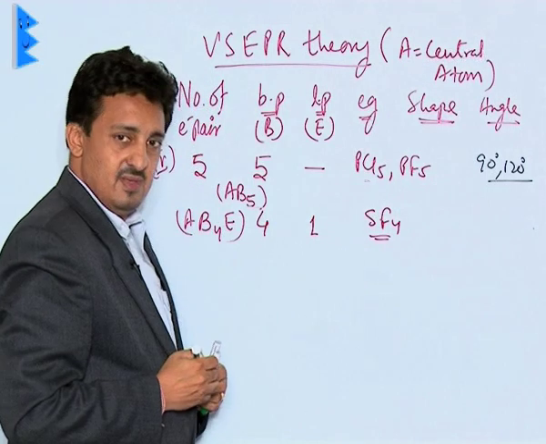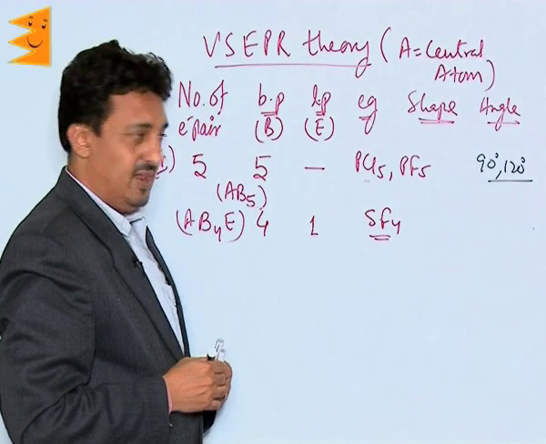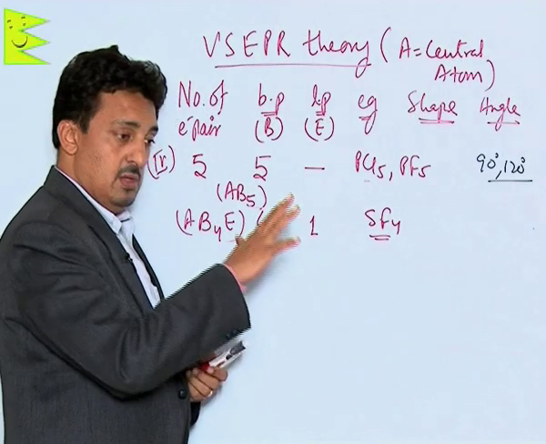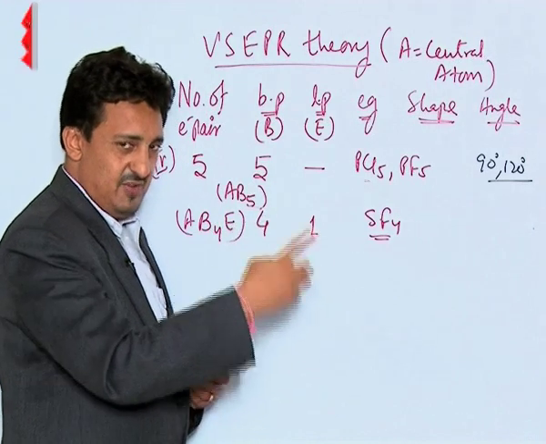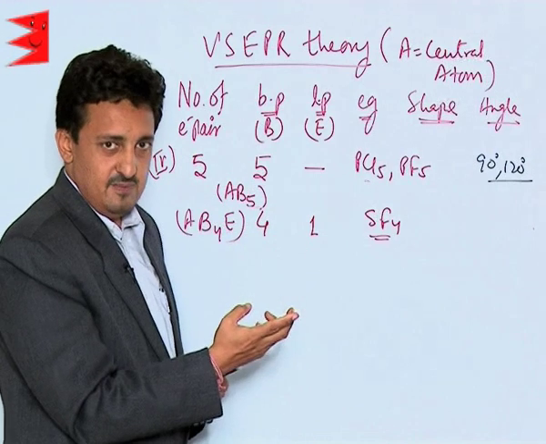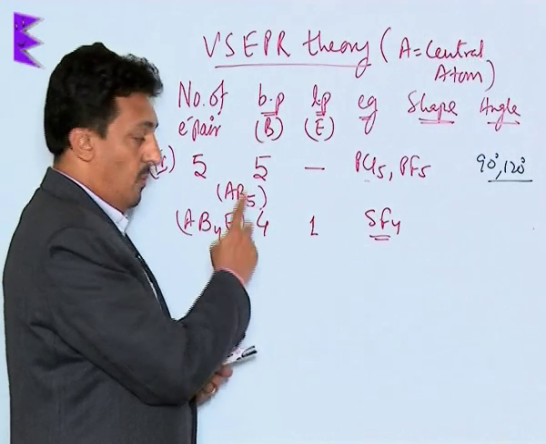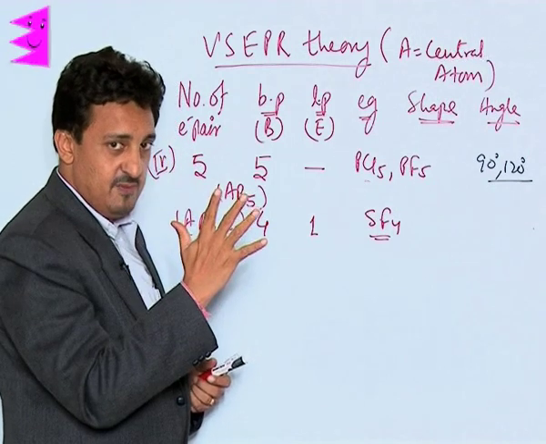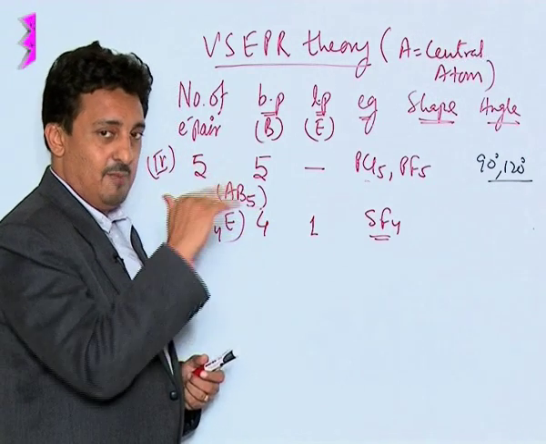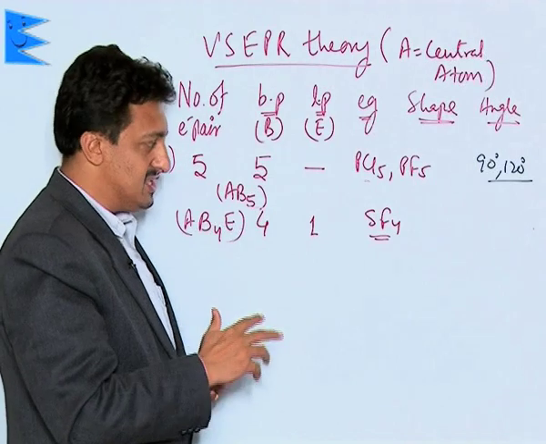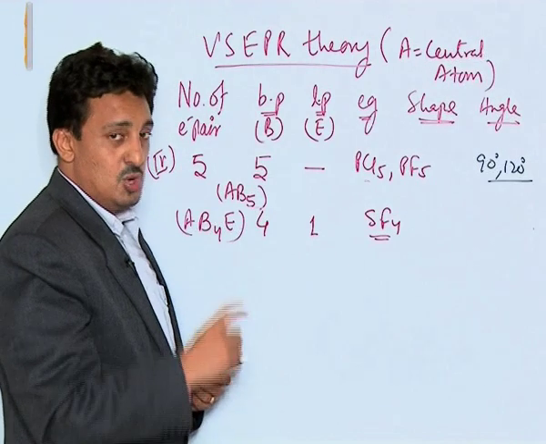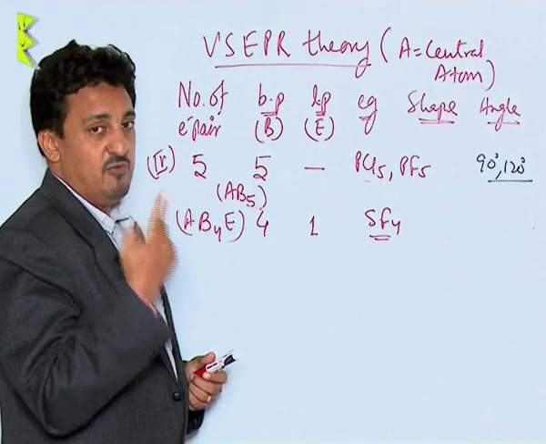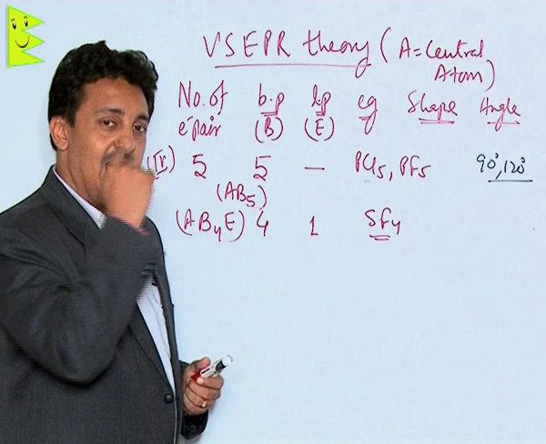SF4, sulfur tetrafluoride. Now what is this? See, sulfur has 6 valence electrons, out of which 4 are bonded to the fluorine. So 4 bonded pairs. 2 electrons are left, that will form 1 lone pair. So total pairs are 5. So geometry will remain trigonal bipyramidal. But what happens is the shape will change. The question is, the 1 lone pair present in this molecular species will go where? Either in equatorial positions or in the axial positions.